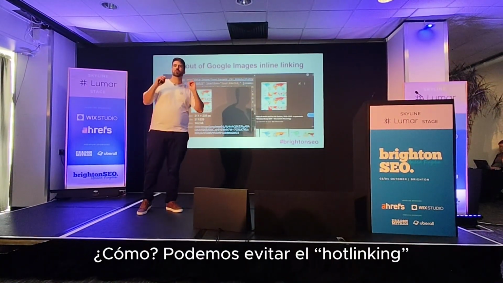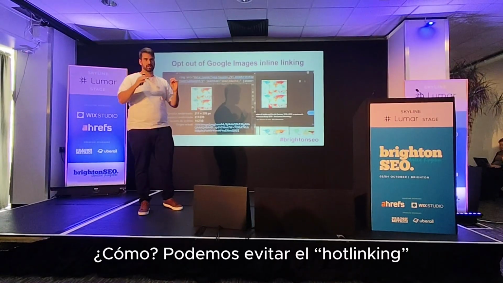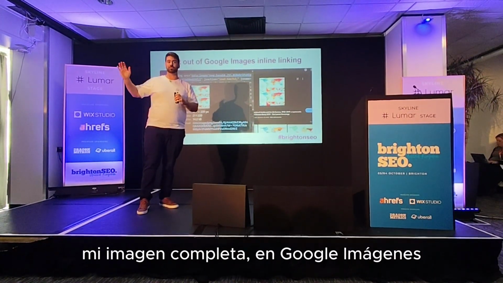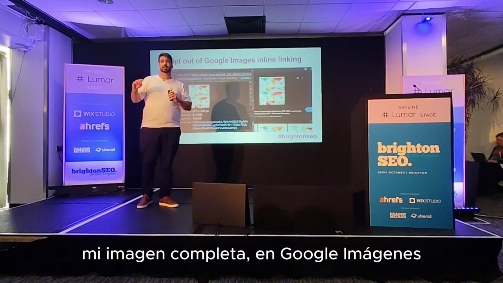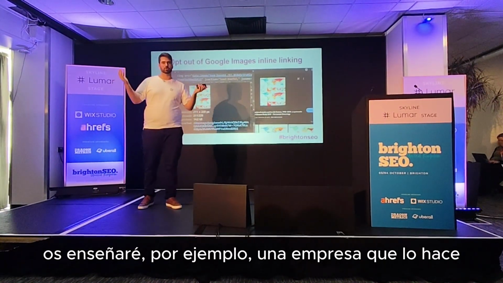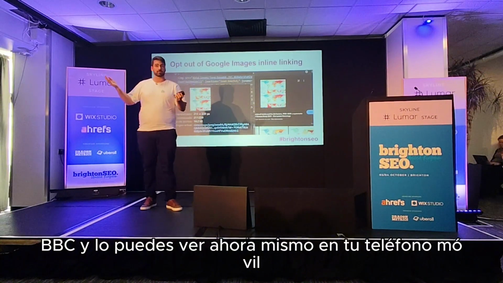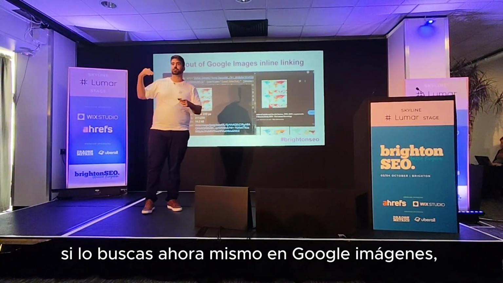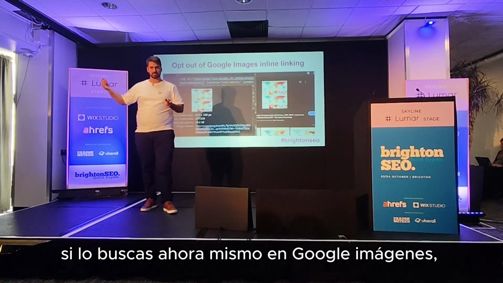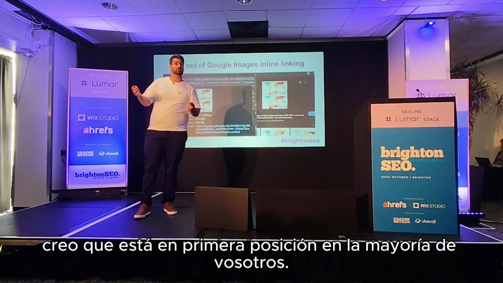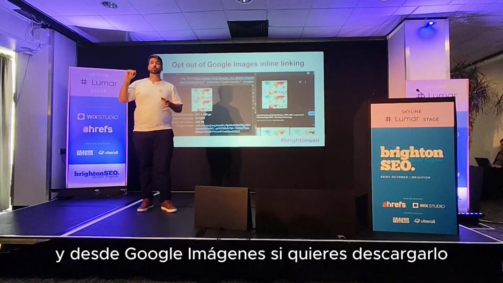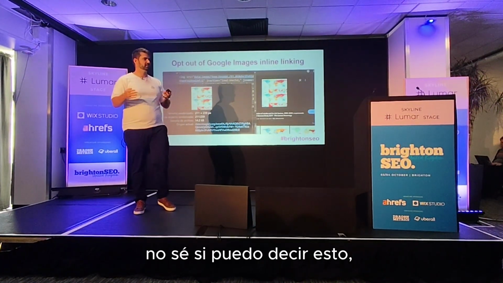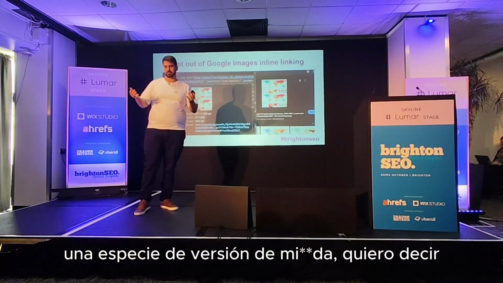How? We can avoid the hotlinking, saying to Google, hey, you cannot post my full image in Google Image. I will show you, for example, one company who does it, BBC, and you can check right now on your mobile phone, for example, underground London map. If you search right now in Google Image, I think it's in first position for most of you. From Google Image, if you want to download it, it's going to be a kind of bad version.